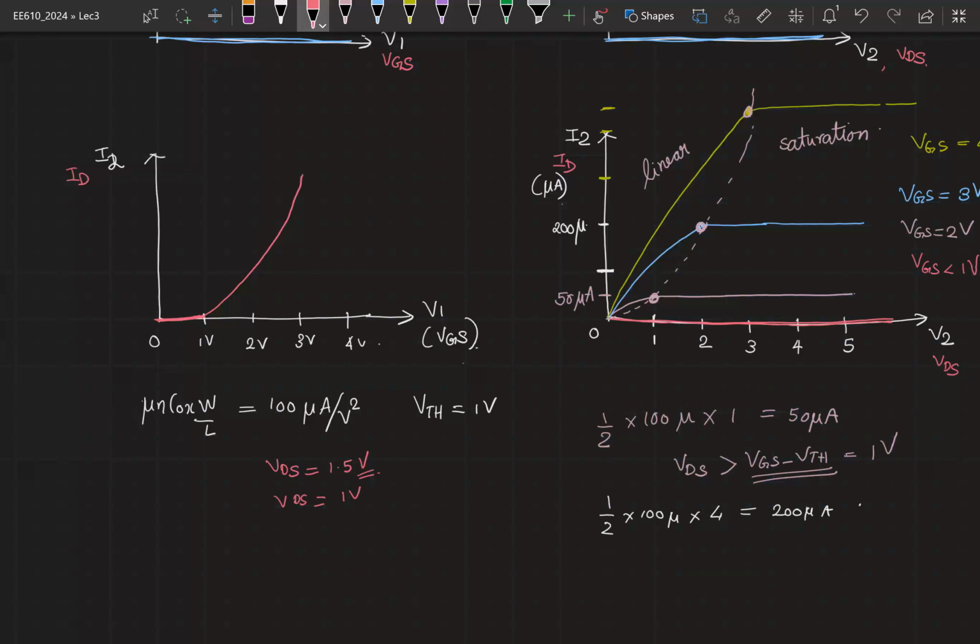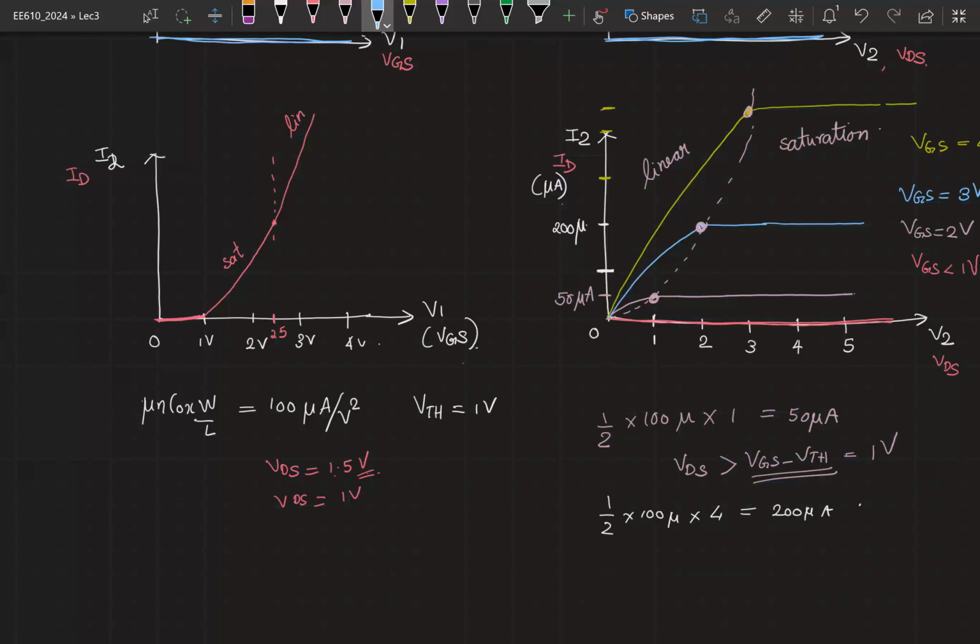And then at what point does it switch to linear region? At VDS plus VTH, right? So if VDS is 1.5 volt, at 2.5 volt, it makes the switch to linear region. So I will sketch it to 2.5, right? And beyond this, you will have a linear curve. So it is in saturation till here, and then in linear region beyond that.